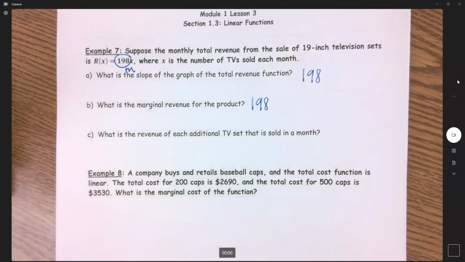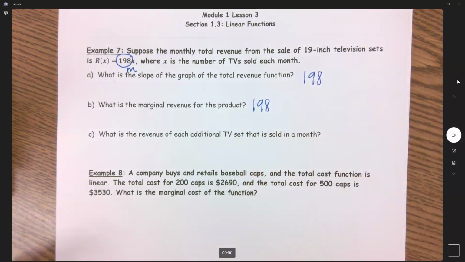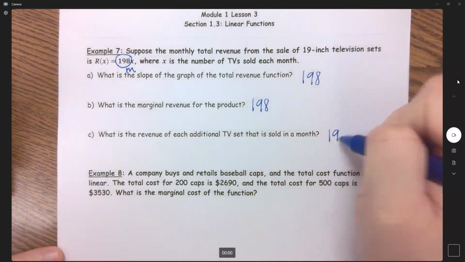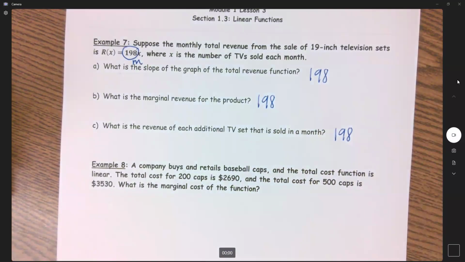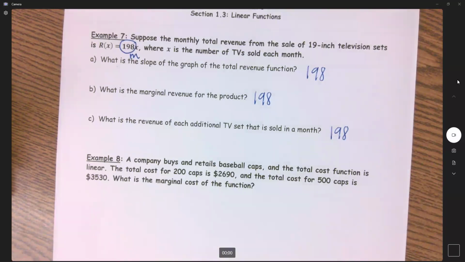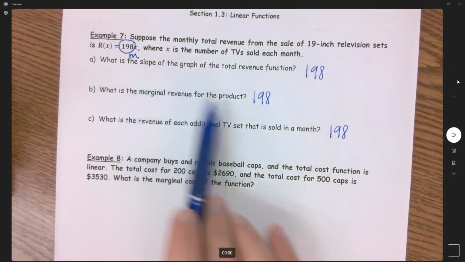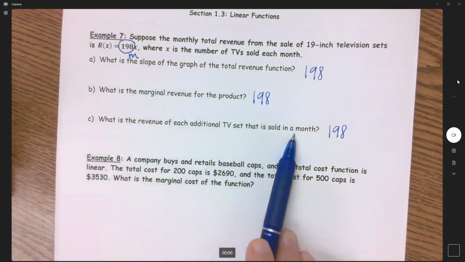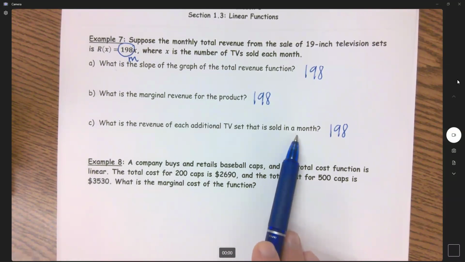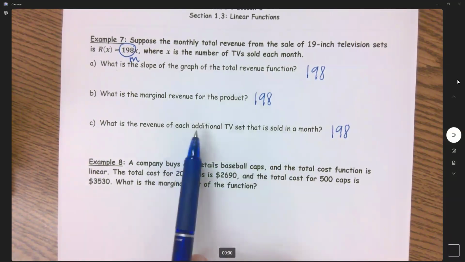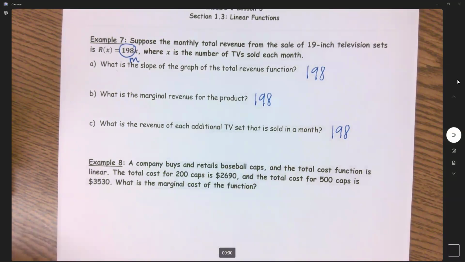So if I already know that the slope is 198, this is asking the exact same question. What is the revenue of each additional TV set that is sold in a month? That's what the slope is asking. Each one brings in 198. Slope is 198. Marginal revenue means the same as slope. And then this right here is what that slope or that marginal revenue is representing. It's how much each TV set is worth.